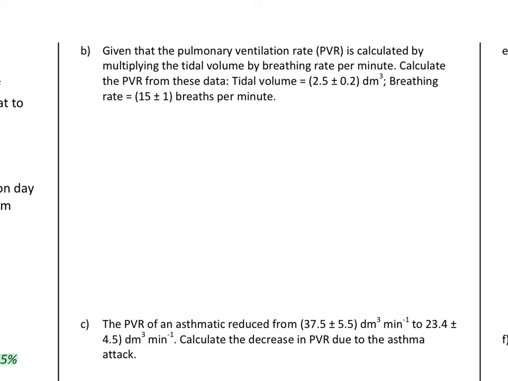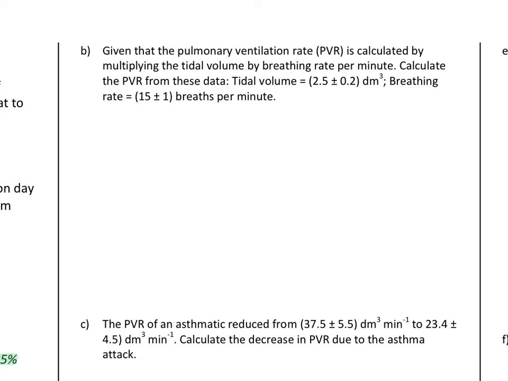So given that the pulmonary ventilation rate, the PVR, is calculated by multiplying the tidal volume by breathing rate. Tidal volume, remember, is the amount of air exchanged per breath. It can change, because a deep breath is more than a small breath. It's what you are breathing now. And that's multiplied by the breathing rate per minute. So it's similar to the cardiac output, but for lungs. So calculate the pulmonary ventilation rate from these data.